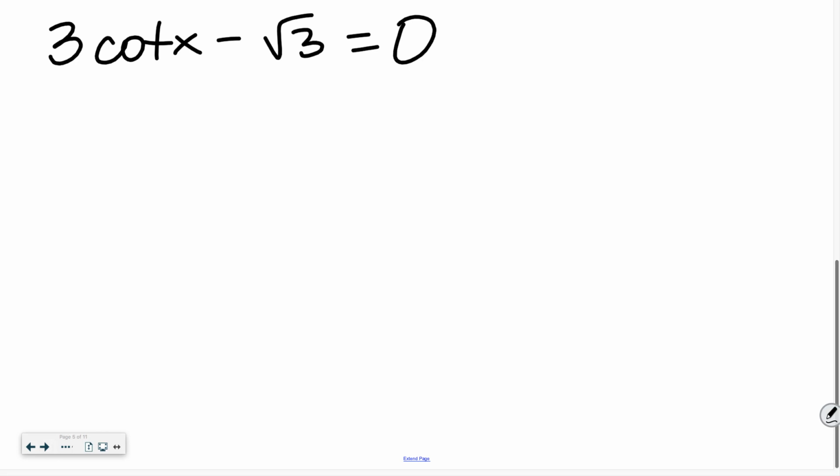Remember when I said you're going to have to know your unit circle in chapter 5 and 6? Yep. This is why. That's a good idea.